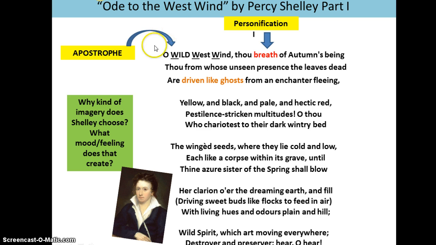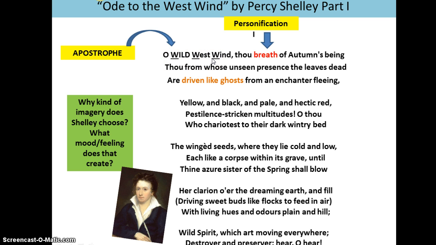All right, so let's look. O wild west wind, thou breath of autumn's being, thou from whose unseen presence the leaves dead are driven like ghosts from an enchanter fleeing. All right, let's pause there. So we have alliteration, wild west wind.